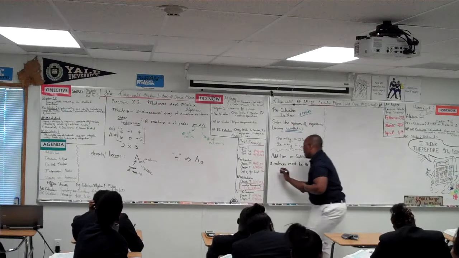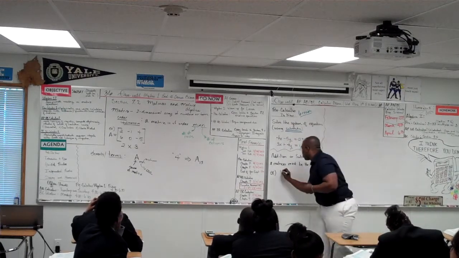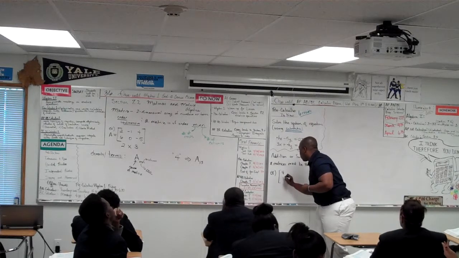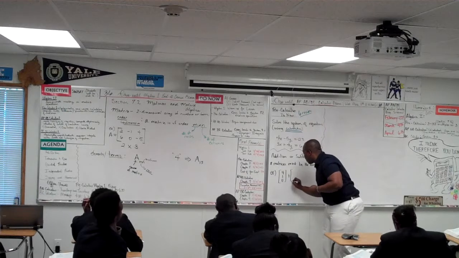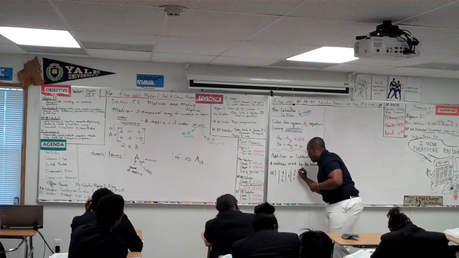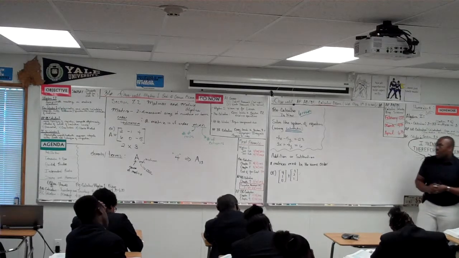So let's take a look at an example. We can do addition or subtraction. Let's start with addition. Let's say you were given the matrix 4, 1, 0, and someone told you to add that to 3, 2, 1. So I need to add these two matrices.